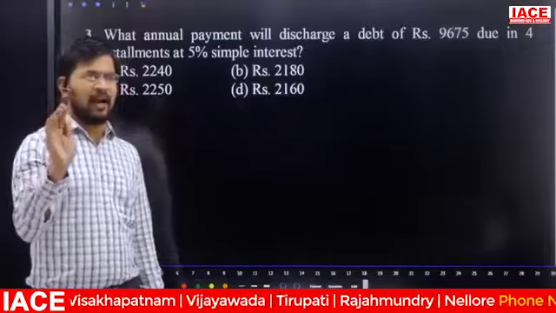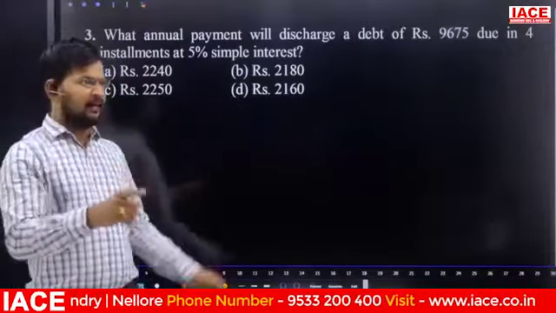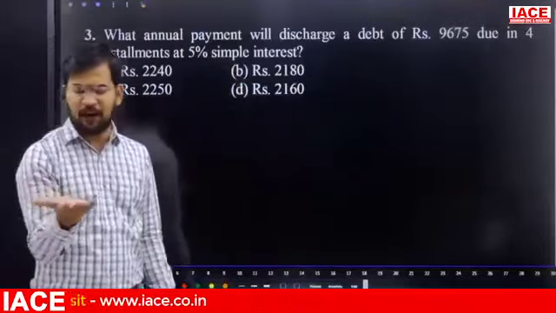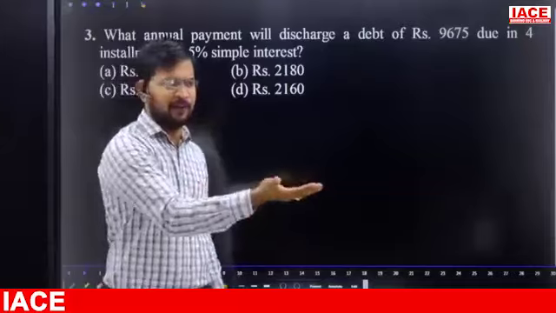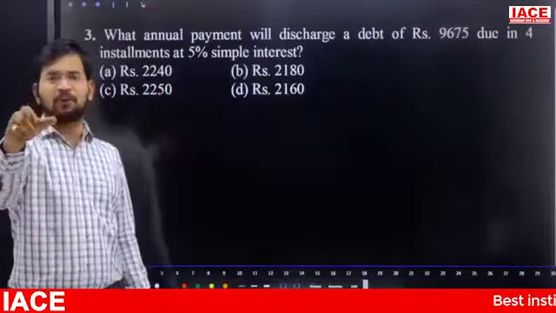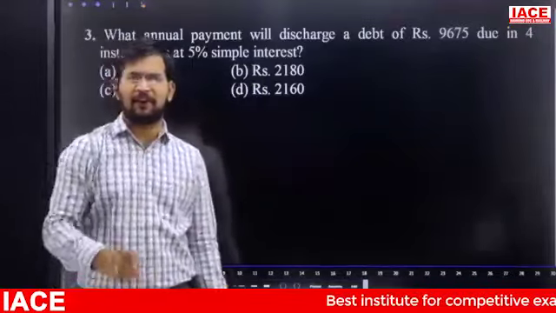In the installment I am paying 100 in the first year. First year 100, second year rate of interest is 5%, right? Just add every time: 100, 105, 110, 115. Total 4 years, right? 100, 105, 110, 115. So together it is 430. According to 100, 430. But according to our problem, 9675.